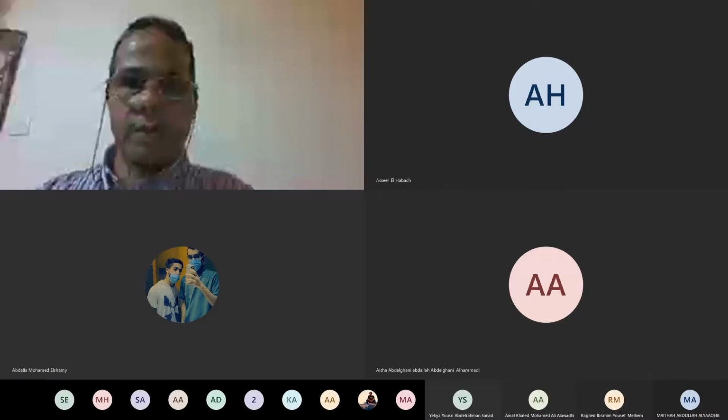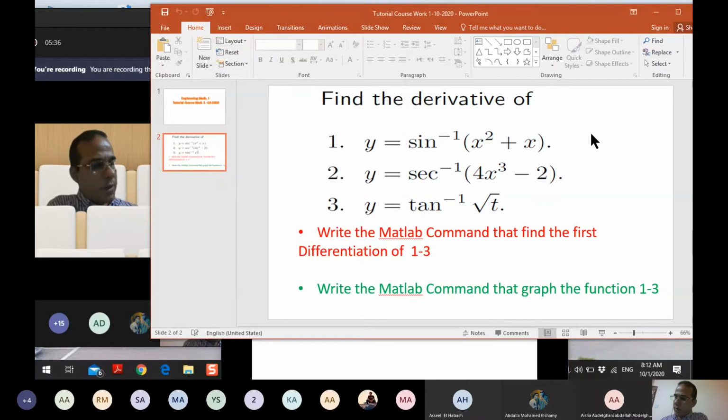So again, good morning. I will start with solving number 3 for you: how to find the derivative of y equals tan inverse of root t. As I said before, to solve this one, we have to graph our right triangle.